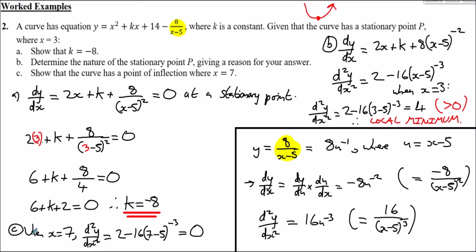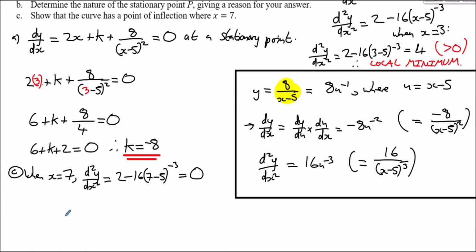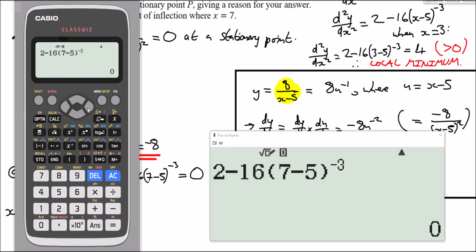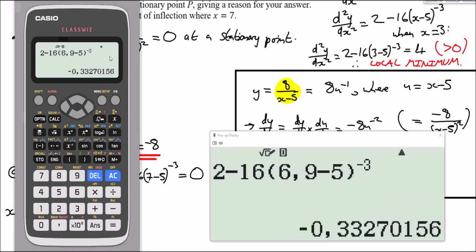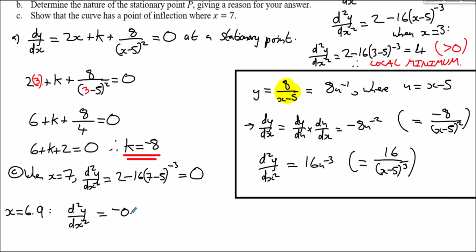Then what we need to do, because that isn't necessarily a point of inflection, we need to test the second derivative either side of x equals 7. So now we try, for example, when x is 6.9. So when x is 6.9, d squared y over dx squared. Let's just work out the value. So if I just alter the 7 and change it to a 6.9, I get this awkward decimal. So I'll change it to a decimal, sorry. So about minus 0.33. Importantly, that's just a negative value.